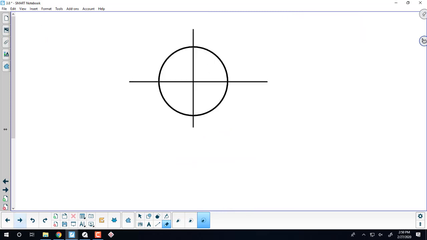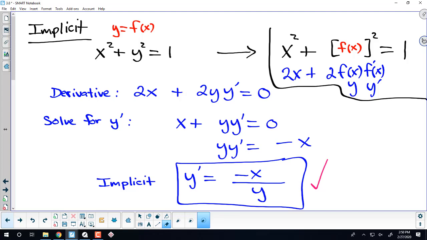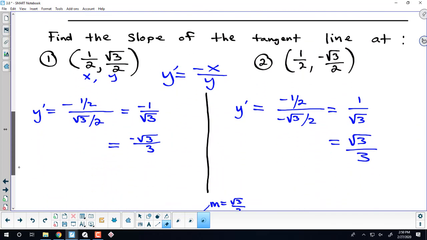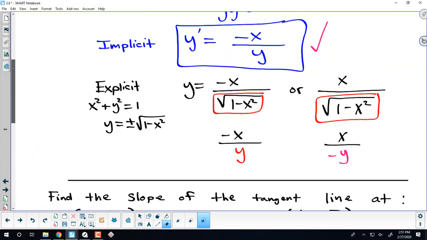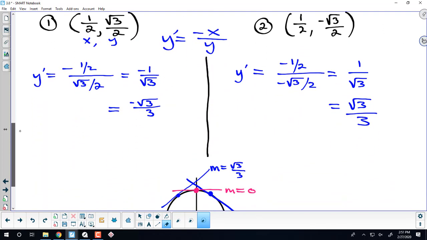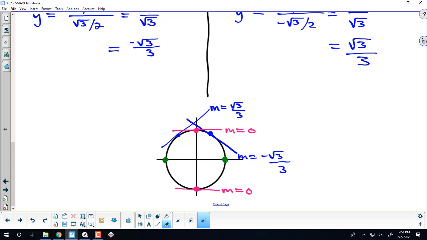Okay. Yeah. Were they? I don't know. Oh yeah, they were both positive 1/2s. So this point, get rid of it and plot the appropriate point. It's still going to be positive. Yeah, sorry, that was negative 1/2, negative root 3 over 2. So the other point was actually 1/2, negative root 3 over 2. So that slope is positive root 3 over 3. Sorry about that. Thanks for noticing.